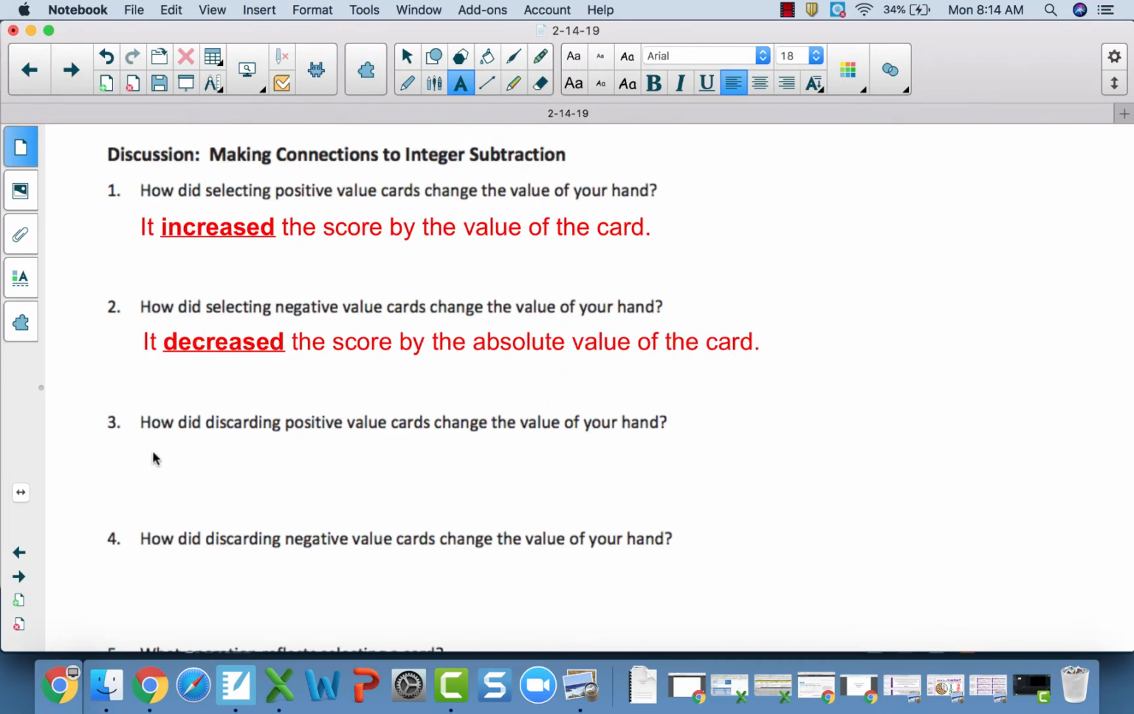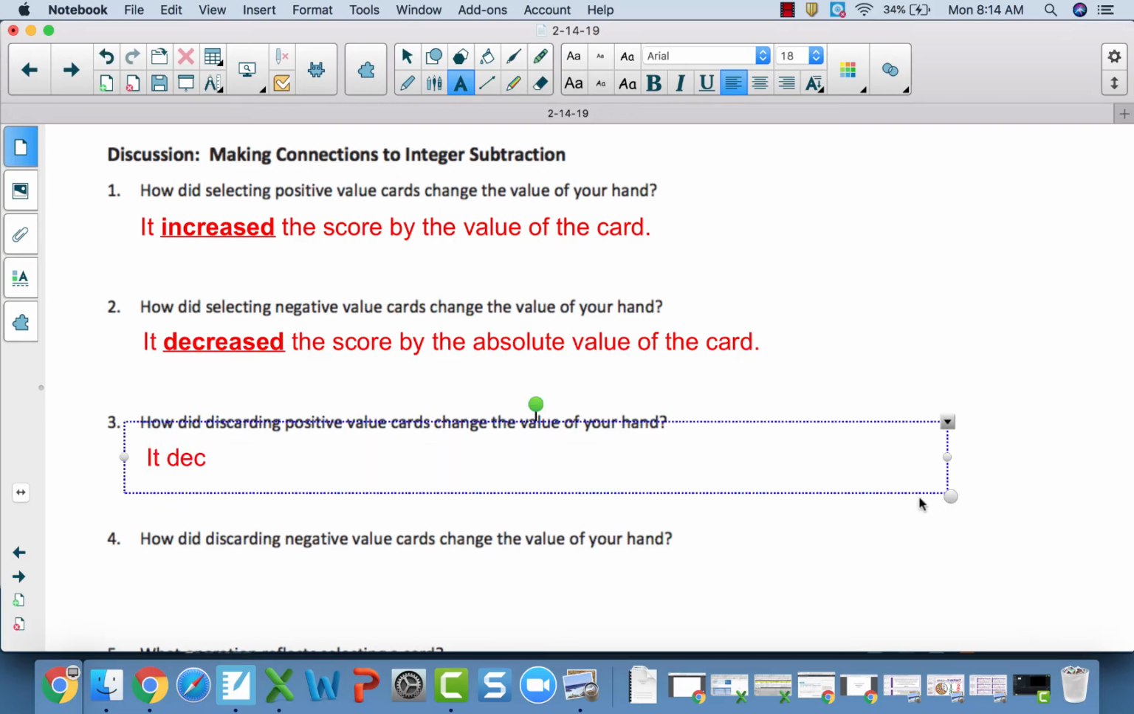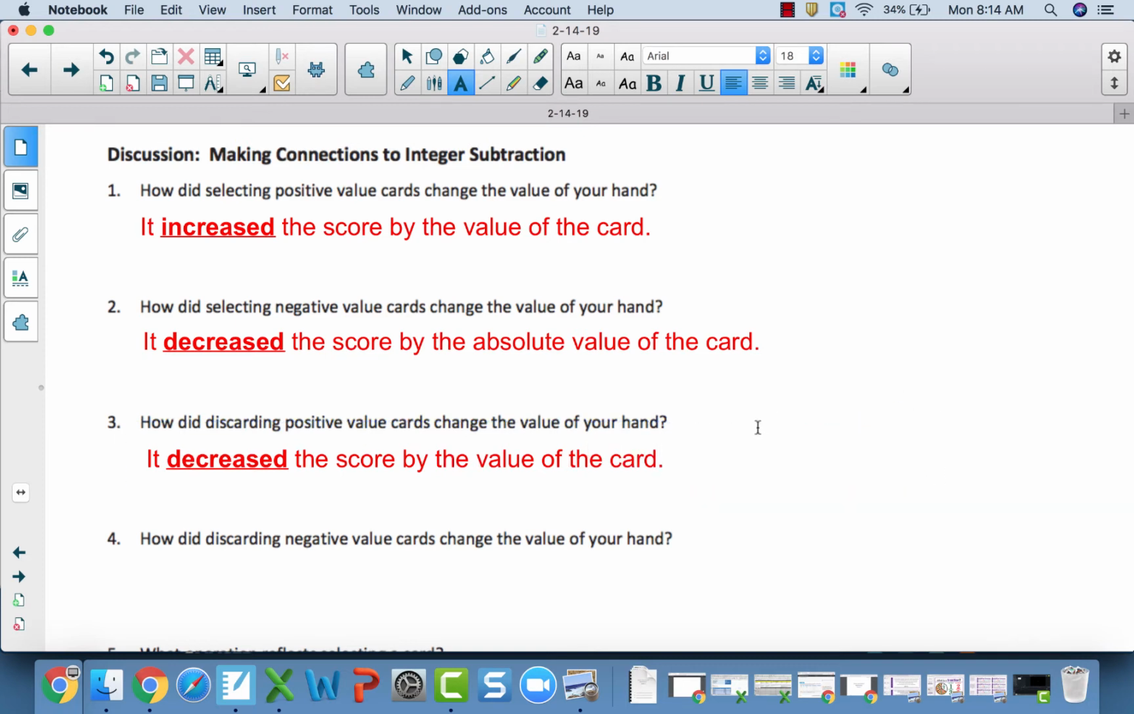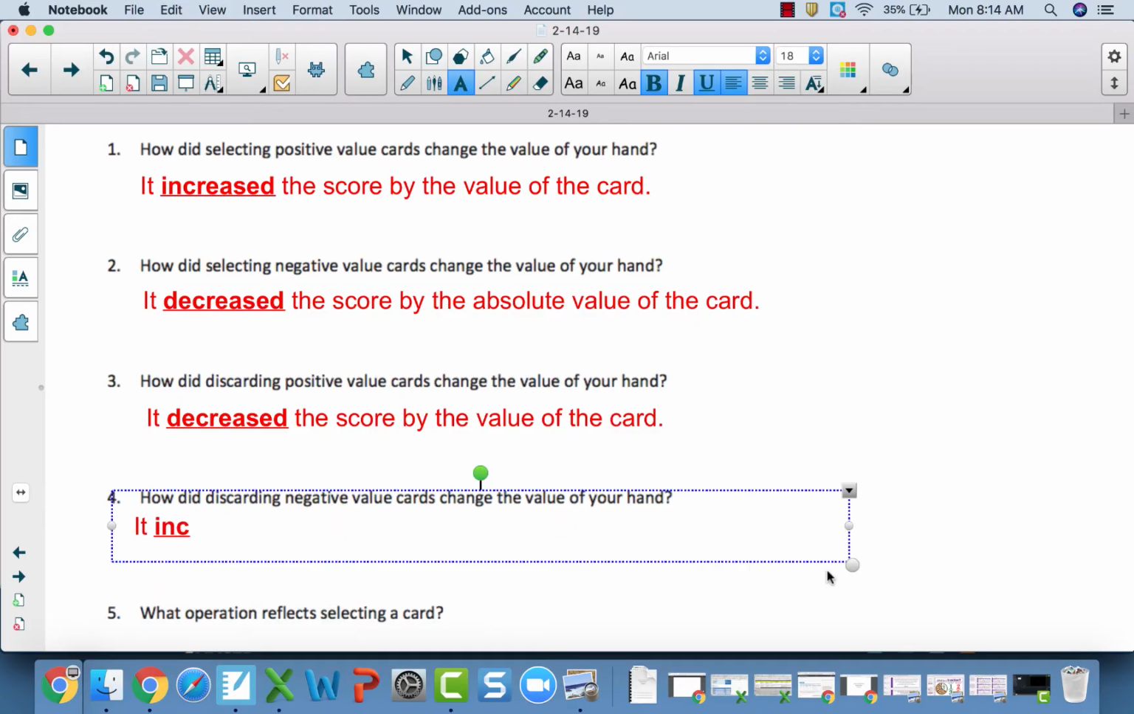Okay, now moving down to 3, how did discarding positives change your score? It decreased the score by the value of the card. So getting rid of a positive decreased the score. And how did discarding a negative change it? It increased the score by the absolute value of the card.